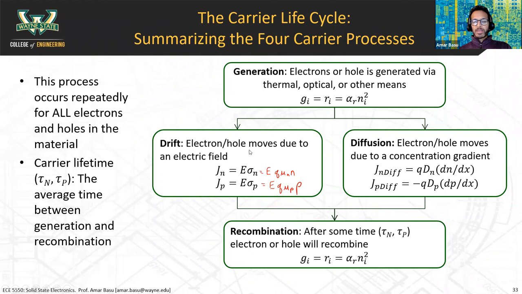What this means is that these currents are proportional to the electric field, also proportional to mobility, also proportional to the electron or hole concentration. So when the hole and electron concentrations are high, even a small electric field is going to create a lot of drift current. On the other hand, Jn diffusion and Jp diffusion, which we just went over on the last slide, are proportional to the diffusion coefficient and the concentration gradient. Depending on the situation, one can be more significant than the other. There may be situations where they're equal, and at equilibrium, they actually have to be equal to each other.